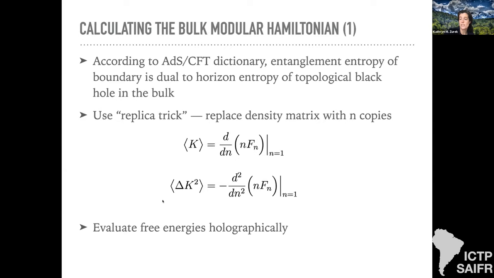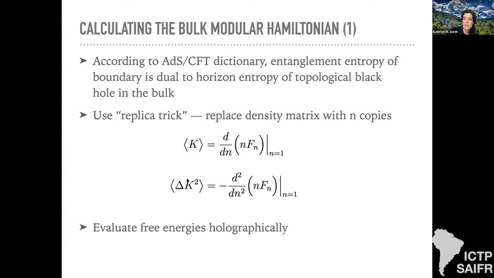And so now you can take advantage of the AdS/CFT dictionary to compute the entanglement entropy of the boundary and the corresponding topological black hole in the bulk, and then compute not only the entanglement entropy, which is equivalent to the expectation value of the modular Hamiltonian, which depends again on the free energy, but then you can just go ahead and compute the fluctuations as well. And you can actually either do this on the boundary or in the bulk theory. It's been done both ways in the literature. We chose to do the calculation in the bulk theory.